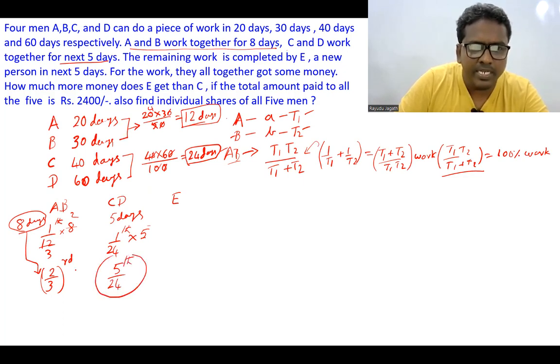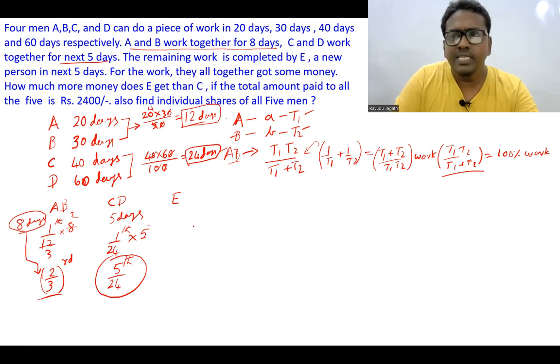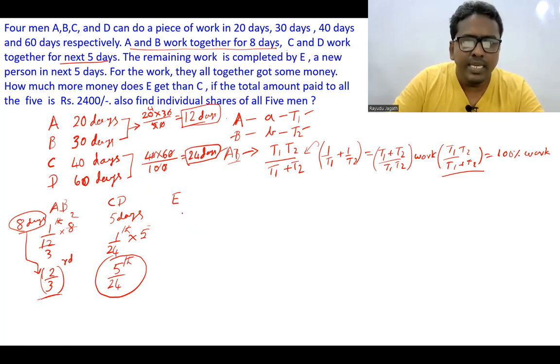This is CD combination. This is AB combination. Next, what is the remaining work? Total work is considered to be 100%, nothing but 1. Therefore, E can finish the work in 5 days as given. The remaining work is completed by E, a new person, in 5 days. So E did the work for 5 days.